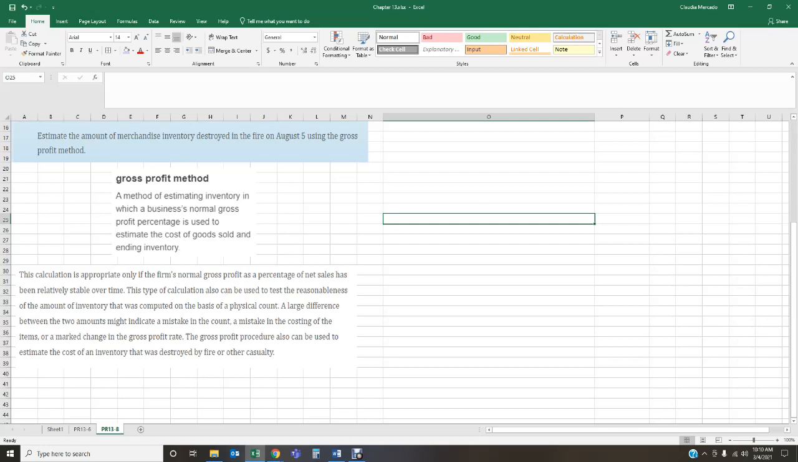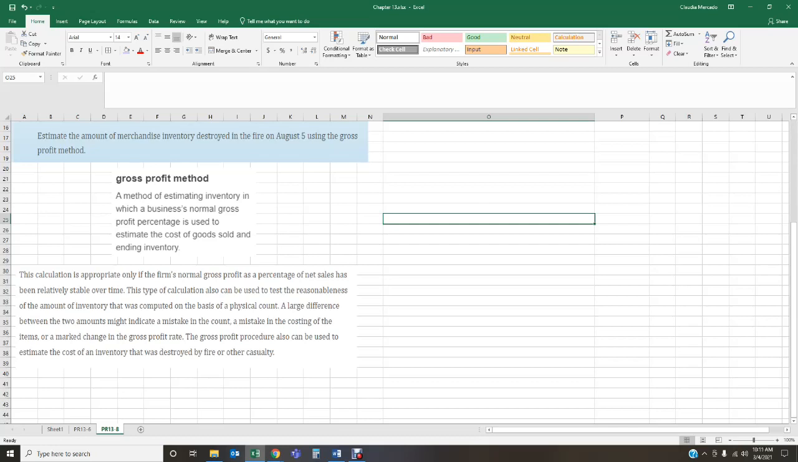This type of calculation can also be used to test the reasonableness of the amount of inventory computed on the basis of a physical count. If you count your physical inventory, then come back to your office and use the gross profit method to estimate the amount of inventory you should have on hand, those numbers should be very similar. A large difference between the two amounts might indicate a mistake in the count, a mistake in the costing of the items, or a marked change in the gross profit rate.